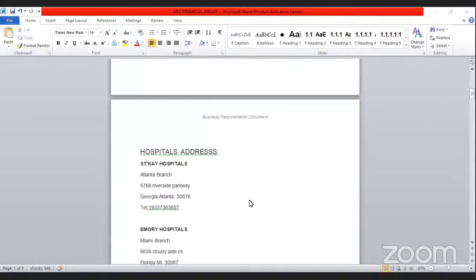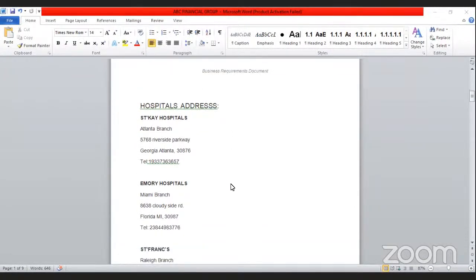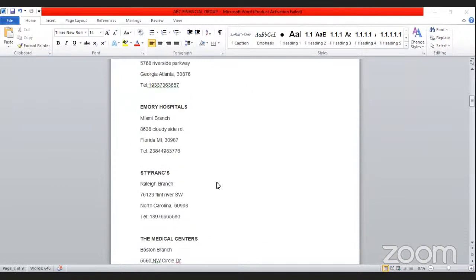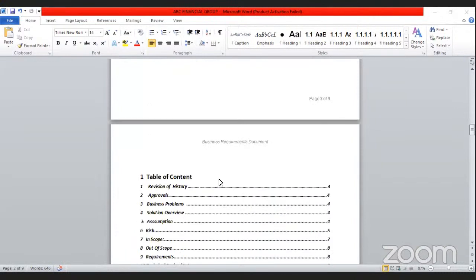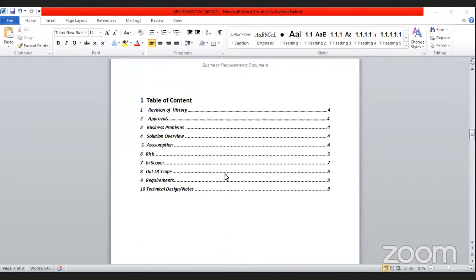Hospitals, state hospitals, Emory hospitals, and their branches all over the states. I think I have 5 states, which you asked us to do. This is the table of contents.